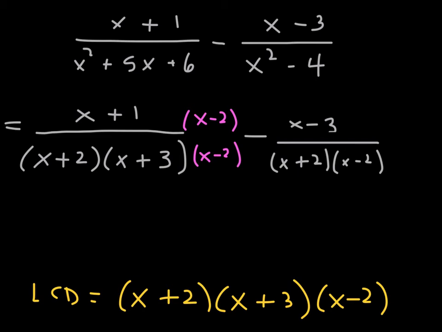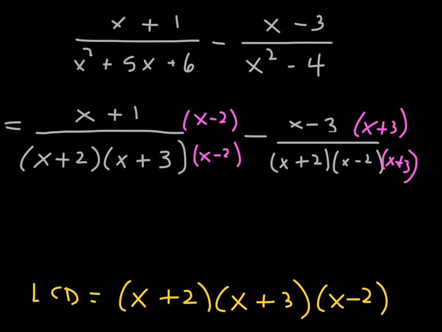As far as the second rational expression goes, I have an x plus 2, I have an x minus 2. What this denominator here is missing is the x plus 3. So if I can squeeze it in here, I'm going to multiply the numerator and the denominator by x plus 3. All right? So that's what I'm multiplying each of these rational expressions by.